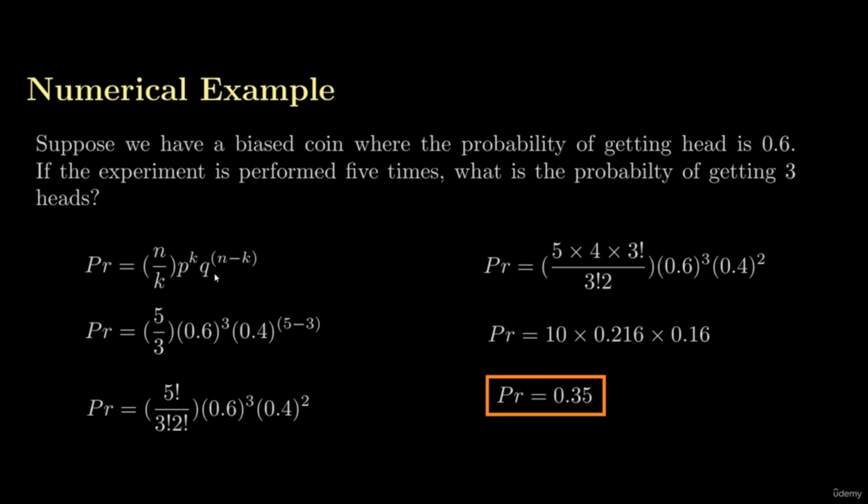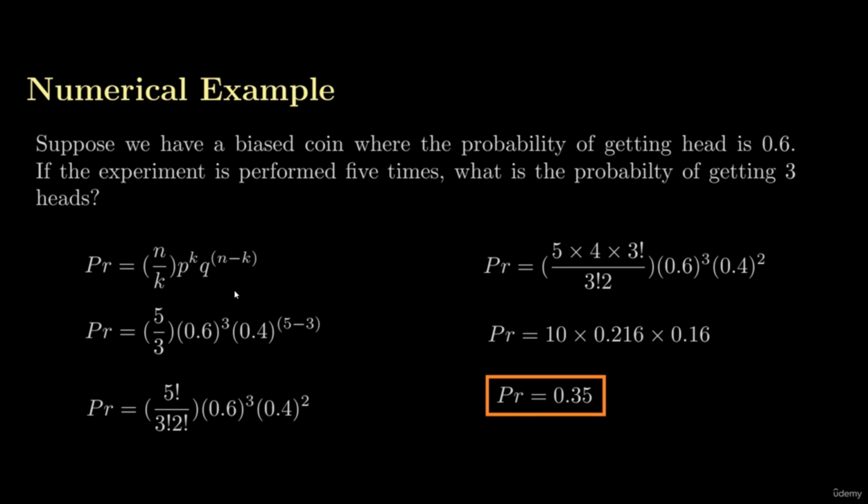Now, what is the probability of failure Q? It is 1 minus P, that is 1 minus 0.6 equals 0.4. We are repeating the experiment 5 times, so our N is 5 and we are getting head only 3 times. So our successful trials are equal to 3. Out of 5 trials, we have 3 successful trials. So this is 5, this is 3, this is 0.6 and this is 0.4.